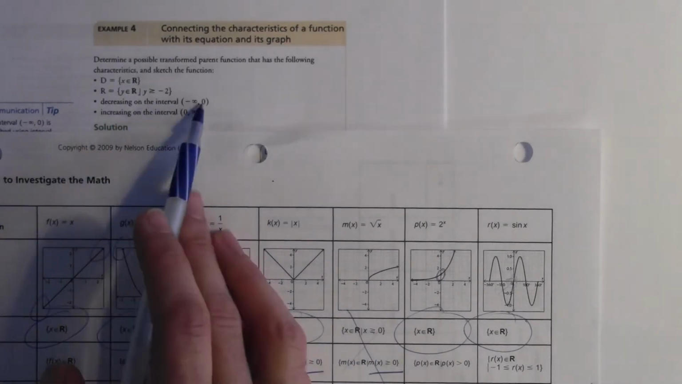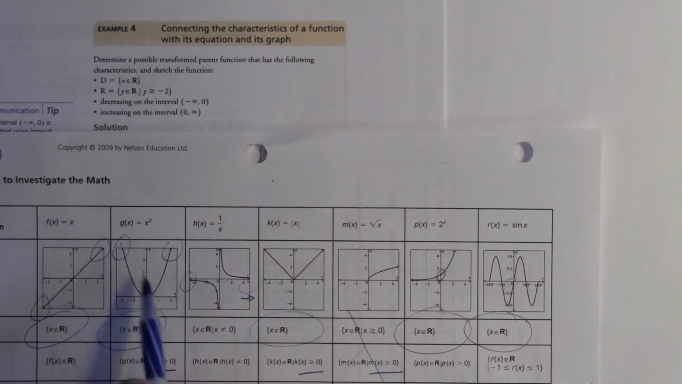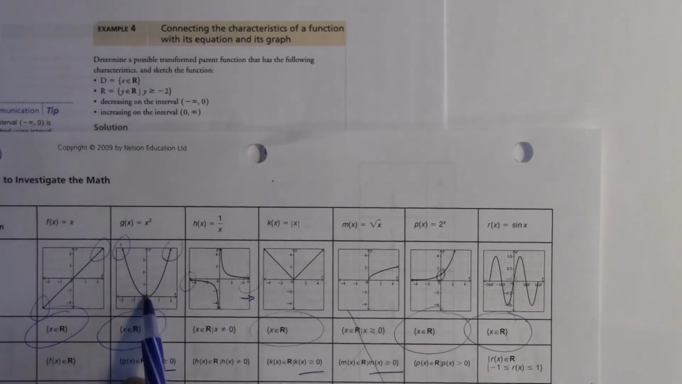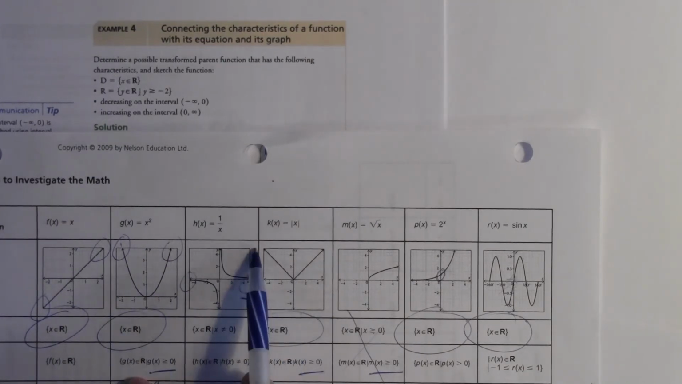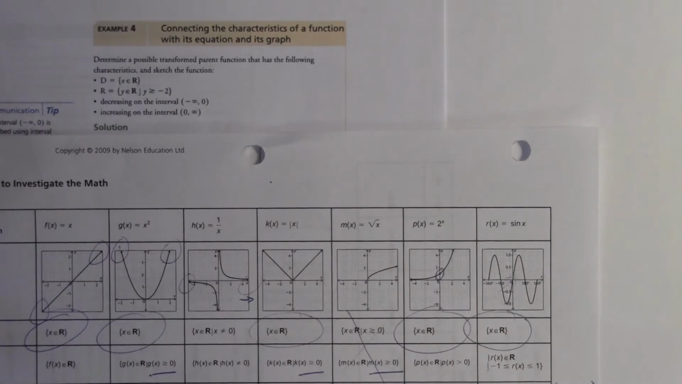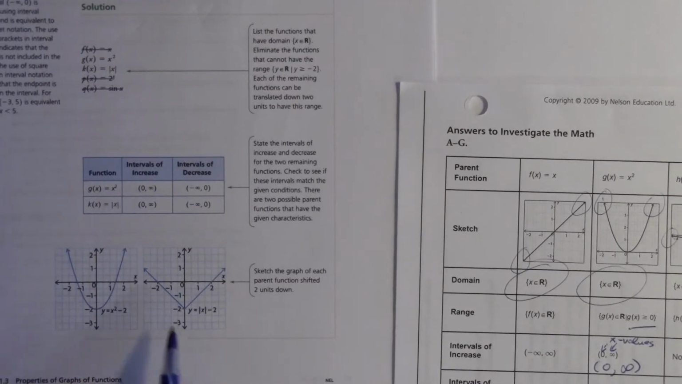Okay? Increasing on the interval -infinity to 0. Yep, this one works. And increasing from 0 to infinity. This one works. This one also works. Okay? They have the exact same characteristics, these 2 graphs. So I would say that both of these could be a possible parent function for this. Okay? And that's what they conclude here. Here are the two graphs at the bottom.